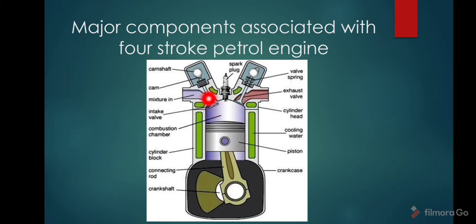This valve is known as intake valve, through which air-fuel mixture comes inside the combustion chamber. This valve is known as exhaust valve, through which combustion product get out of the cylinder. Both the valves are operated by cams, and these cams are attached with camshaft.